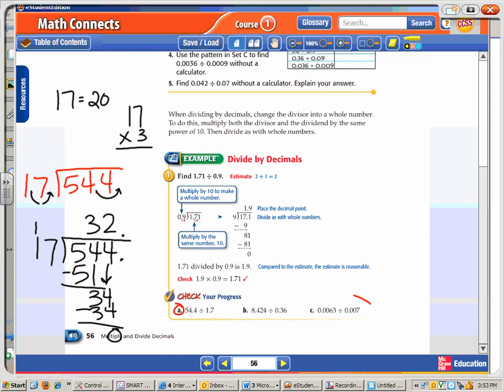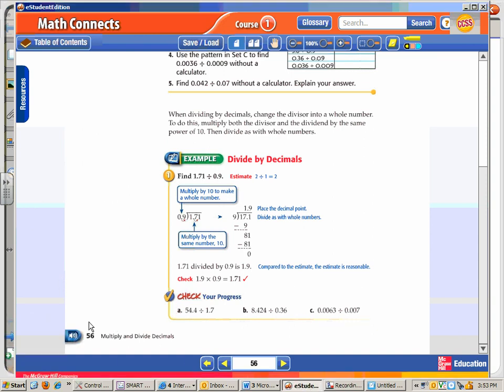Let's focus on C here. Let me check for time. I think I have enough time to go over C with you guys.